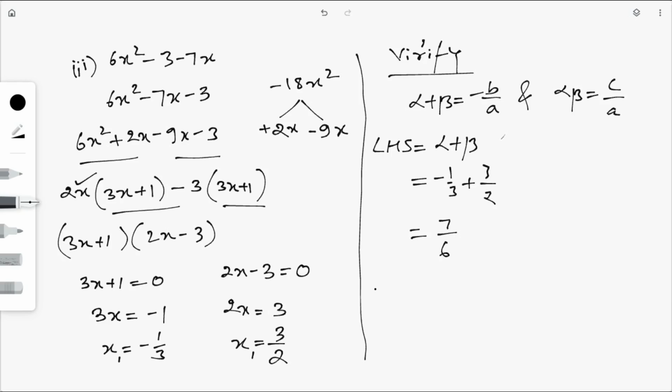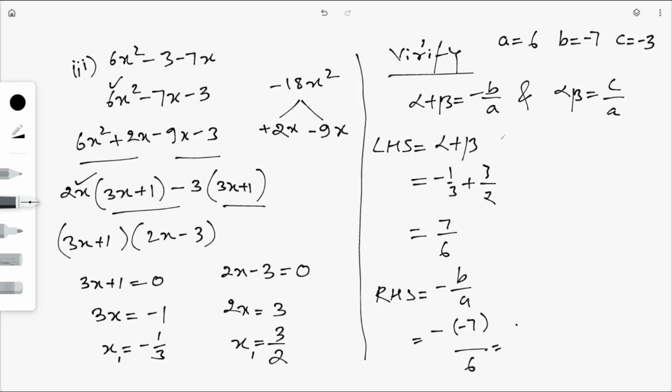Right? So what about RHS? Minus b by a. Okay. So first find a, b and c. Before verification, first find a, b and c. So here this is my a, that is the coefficient of the first term, x square. So a is 6 here. What about b? b is minus 7 and then c is minus 3. So minus of minus 7 divided by a, that is 6. So you will get 7 by 6 here. Verified.